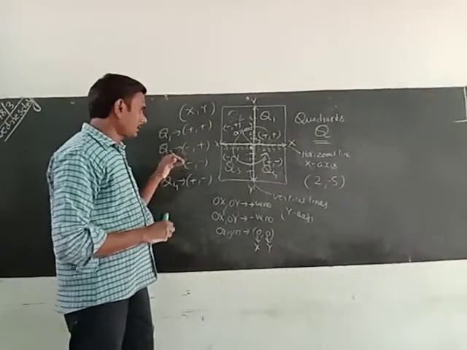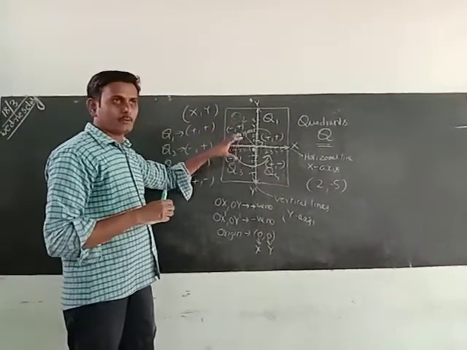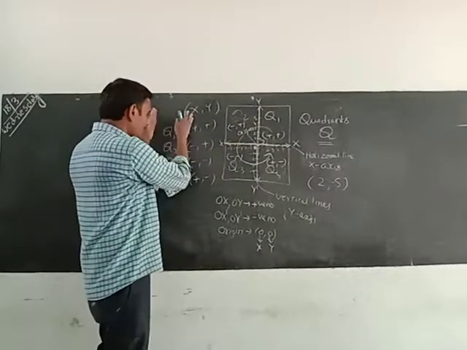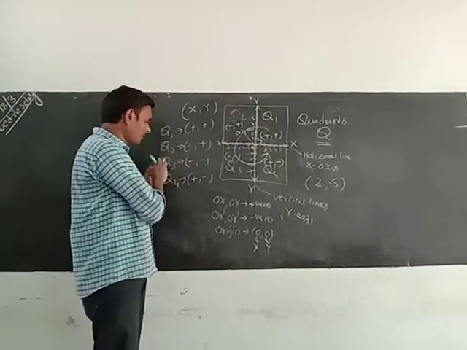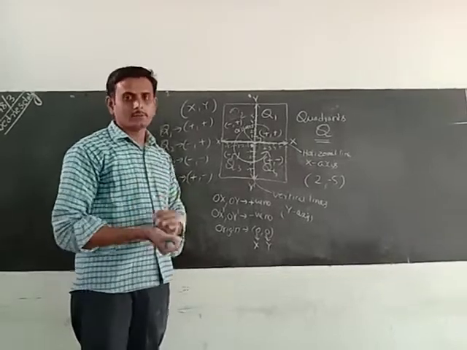While identifying or marking the points in the Cartesian plane, we have to remember the quadrants. Quadrant 1, quadrant 2, quadrant 3, quadrant 4. Okay, next we will discuss later.